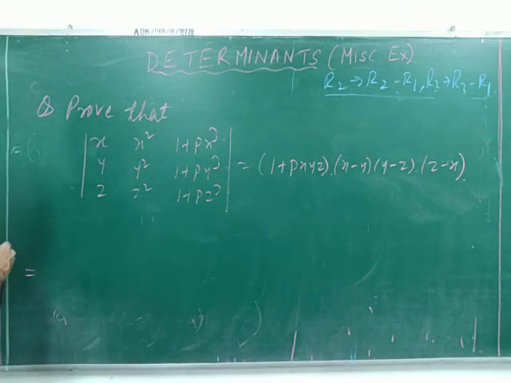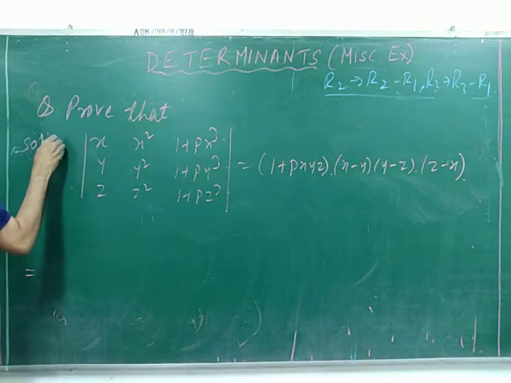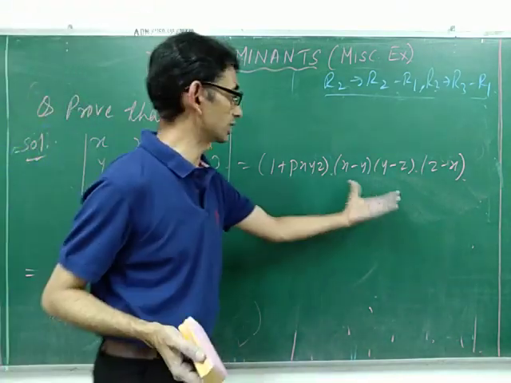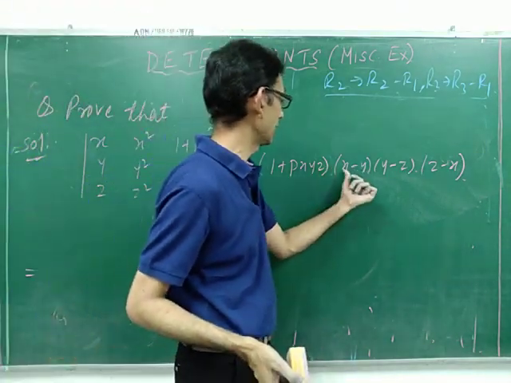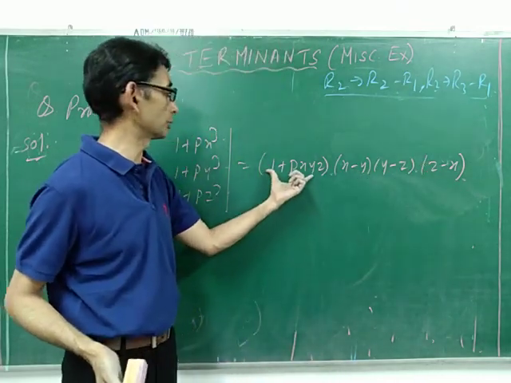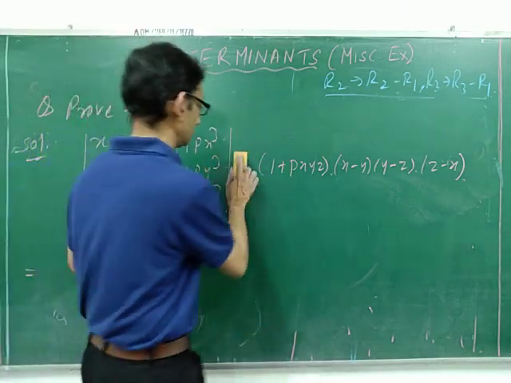So how to prove this? We'll take this one as the left-hand determinant. We are going to prove this. Remember, here you need the terms x minus y, y minus z, z minus x, and you need a term of 1 plus p x y z.